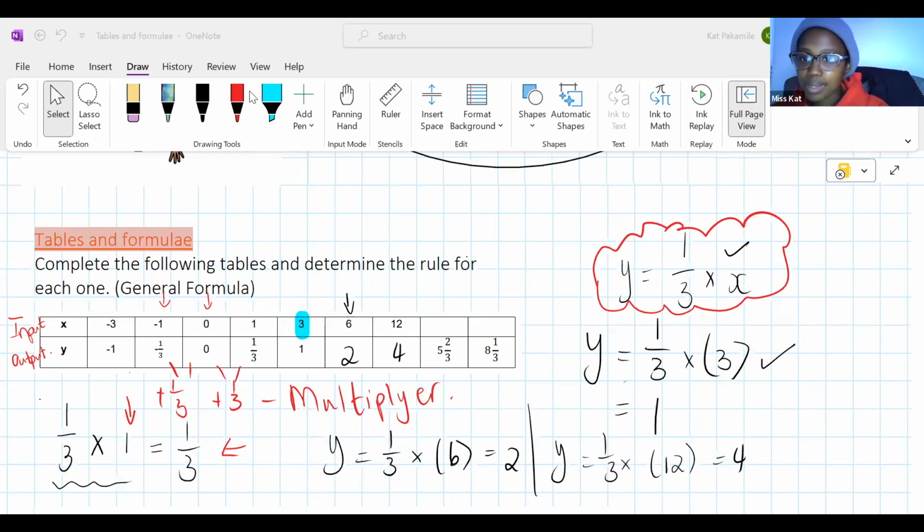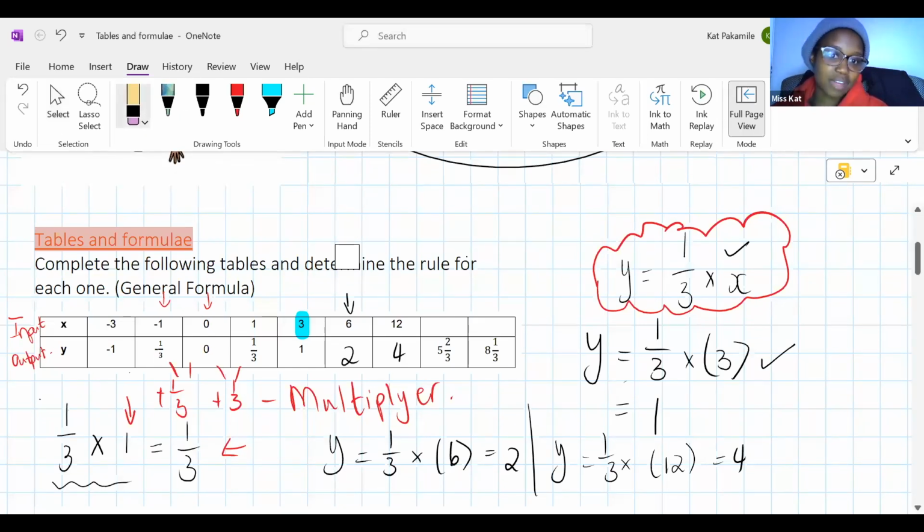A hand just went up. Let's hear. Neo, yes, Neo, do you have a question? Hi, ma'am. Ma'am, I don't understand. I'm a bit lost. Okay, you need to tell me specifically where I lost you. Everything. Okay, that's a little bit difficult, but okay.